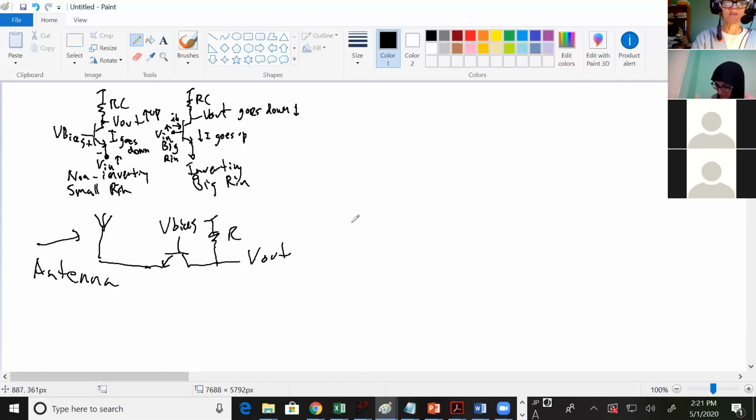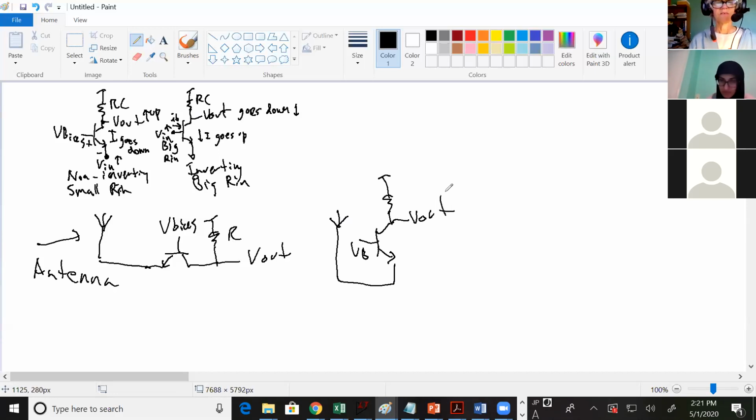Okay. So I could have written this like this. But that looks weird to antenna people. But it's easier to see that it's just really the common emitter. You're still changing VBE when you change VN.